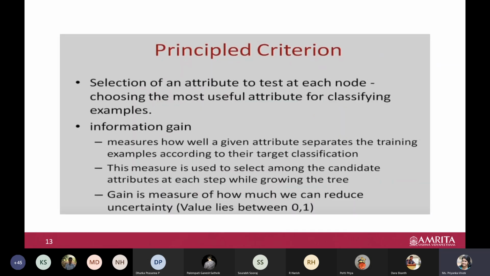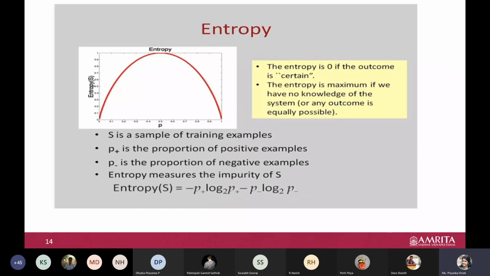Okay, so we have certain algorithms, certain measures to decide on which attribute to choose. Information gain is what we will look at when we solve the problems. There are other measures which we will just mention. Okay, so information gain is what we are going to deal with. Before we talk about information gain, I want to discuss what is entropy.